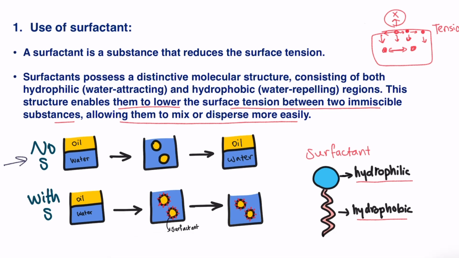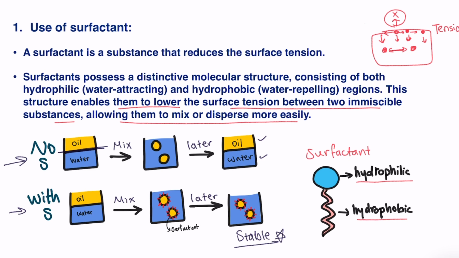Take a look at this drawing here. When no surfactant is used, the oil and the water are separated. And if you try to shake or mix them, they will be dispersed, but only for a moment. After that, they would go back to their initial form. But if we add surfactant, it can overcome the surface tension by helping the two different components to mix together, as well as stabilizing this mix, so even after a while, the two layers will not be separated again.